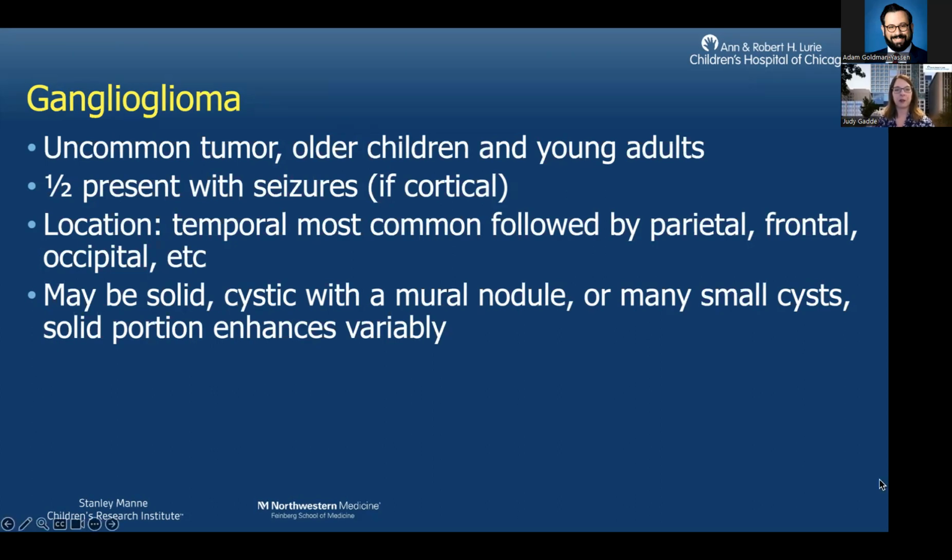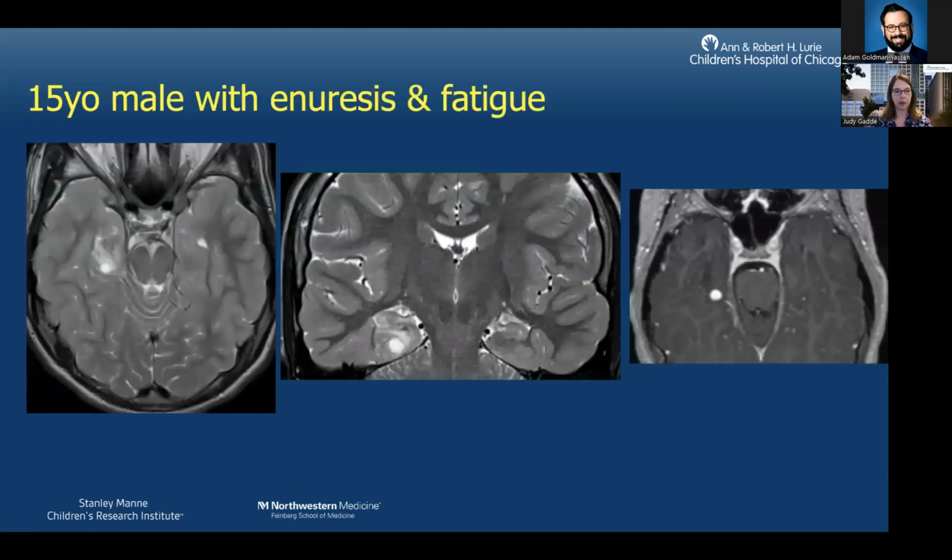And you'll see the description here for ganglioglioma can pretty much be anything. It can be solid, it can be cystic with a nodule, mini cyst. But if there is a solid component, even that can variably enhance. So basically saying that the description and the appearance can be very variable.